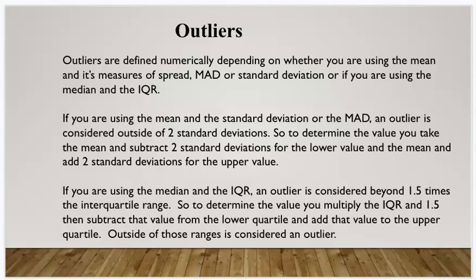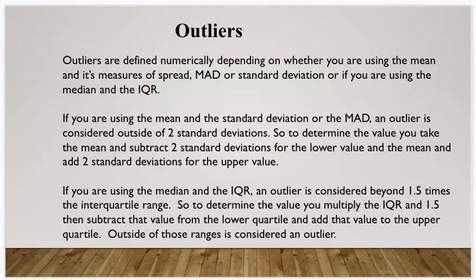So if you're using the mean and the standard deviation or the MAD, an outlier is considered outside of two standard deviations, above or below the mean. To determine the value, you take the mean, subtract two standard deviations for the lower value, and you take the mean and add two standard deviations for the upper value. Anything beyond those boundaries is considered an outlier.